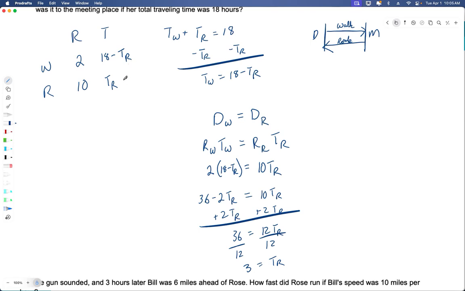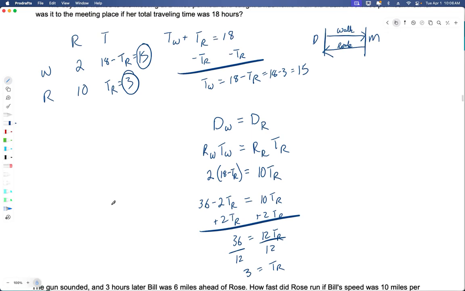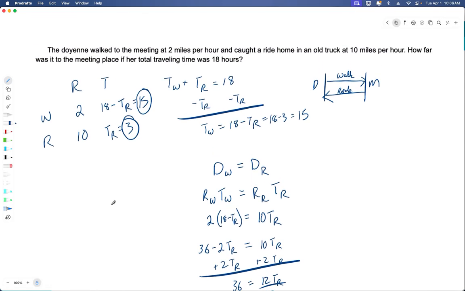So this is equal to 3. So if that is equal to 3, I can say 18 minus 3 is equal to 15. So this is equal to 15 here. So 15 and 3 is going to be the time for both of these.